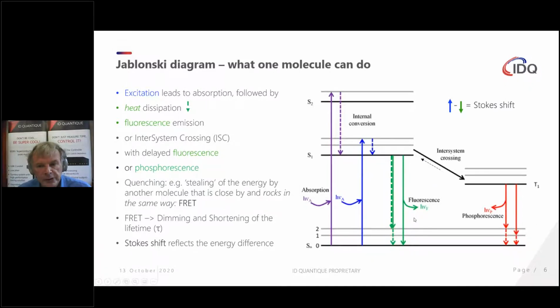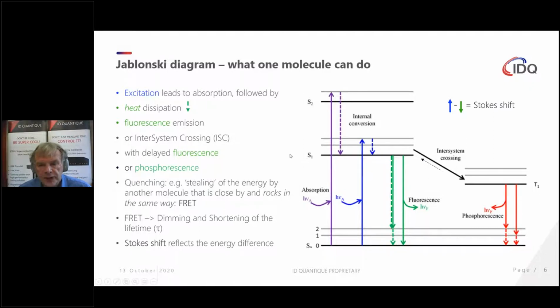If another molecule is nearby, and if it rocks in the same way, in other words, the dipoles match up, that other molecule can steal the energy, and that's a process called Förster resonance energy transfer. So that will cause a dimming and shortening of the lifetime. I'll come back to that later.